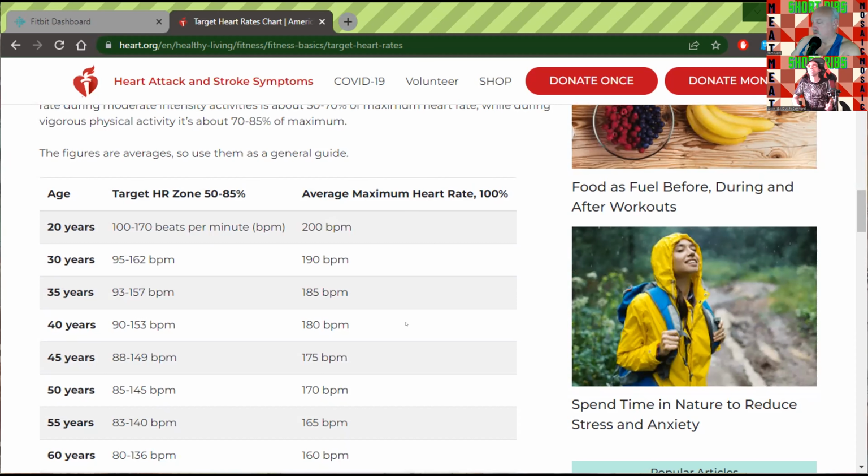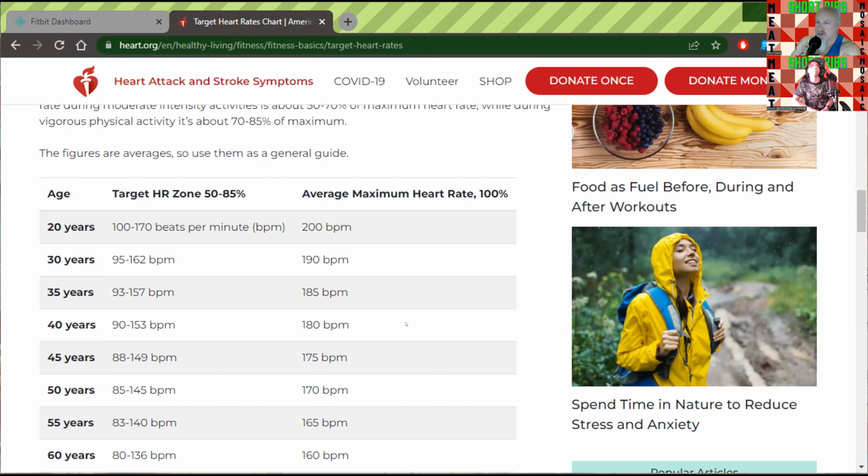Well, let me help you with the math, because if you start with 220 and you subtract 33, then we're looking at 187. So his max heart rate should probably be somewhere around 187. That's generally how it's done. There might be some formulas out there that vary a little bit, but this will give you a good idea of what we're looking for.